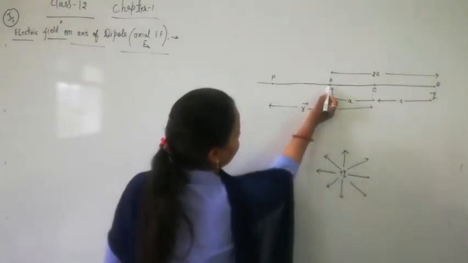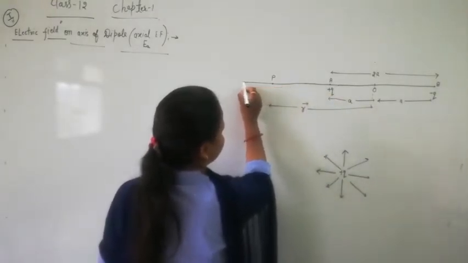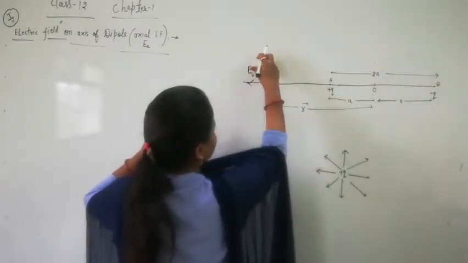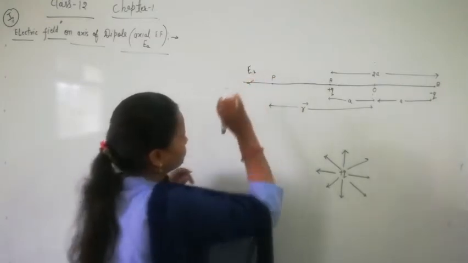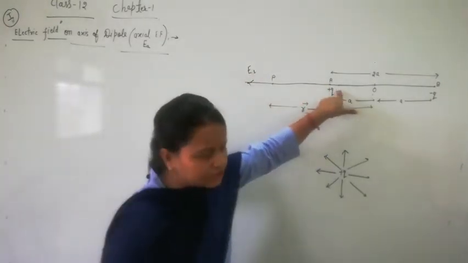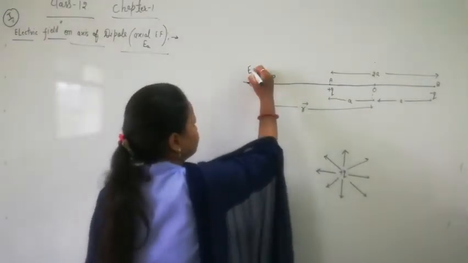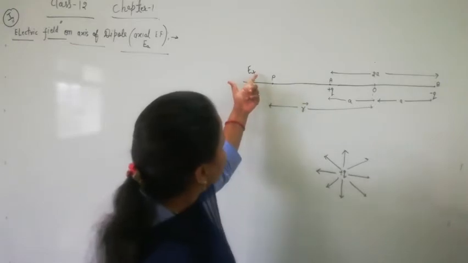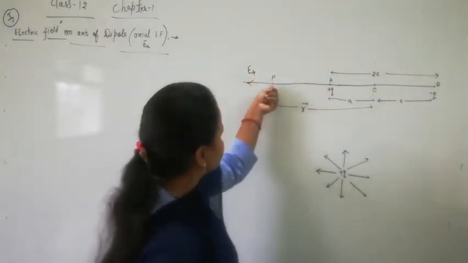These are outward, away from point P. So EA, consider it E1. This is the electric field due to the positive charge, so consider it E plus. At point P, the direction of the electric field due to the positive charge is outward.